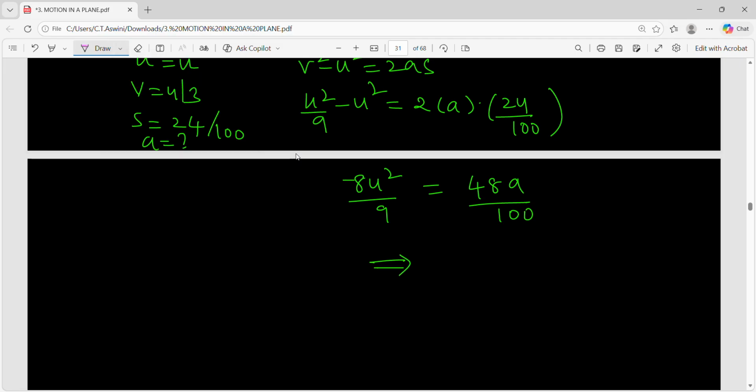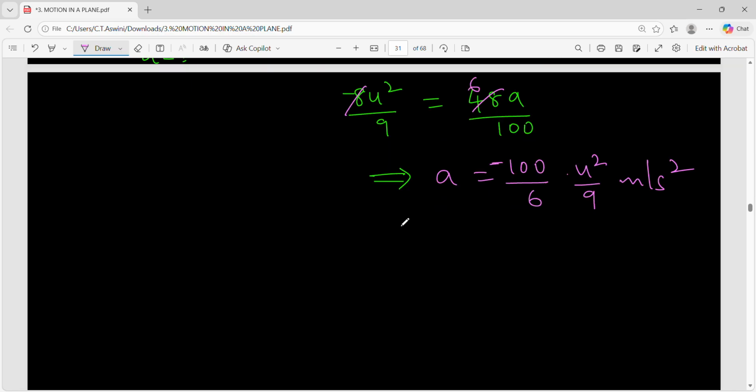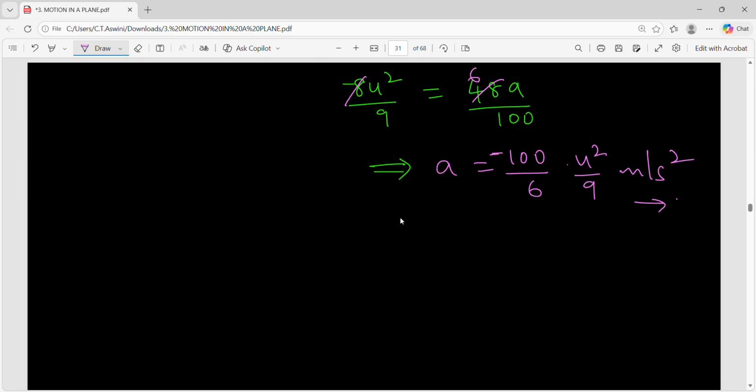So what will be a now? We'll just simplify this. 8 ones are 8, 8 sixes are 48. So a is equal to minus 100 by 6 into u square by 9. Why minus? Because it is going to stop, right? That means it is actually deceleration. Acceleration is in the opposite direction. So you got this a value. Keep it on hold. Take it as 1.